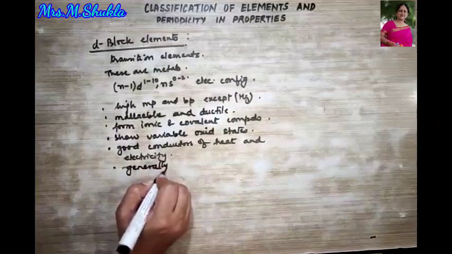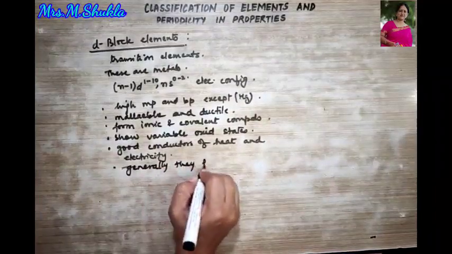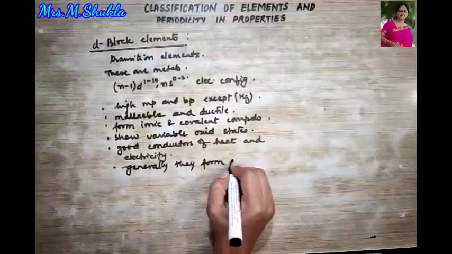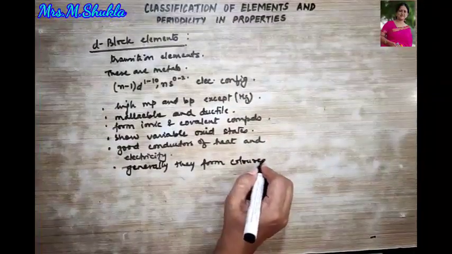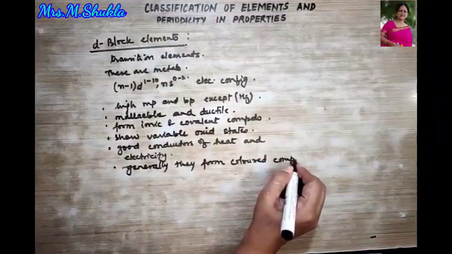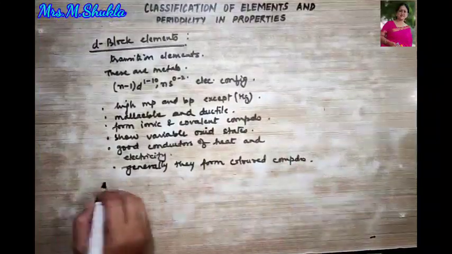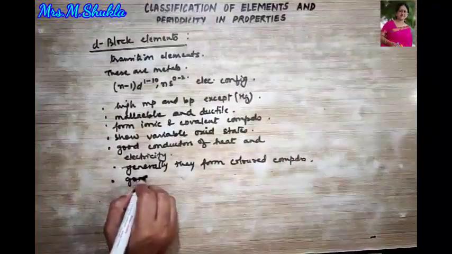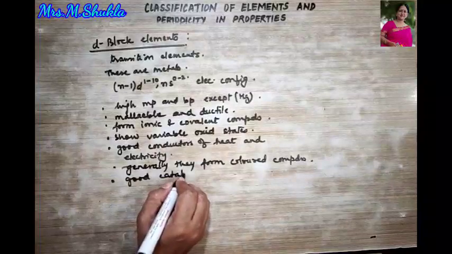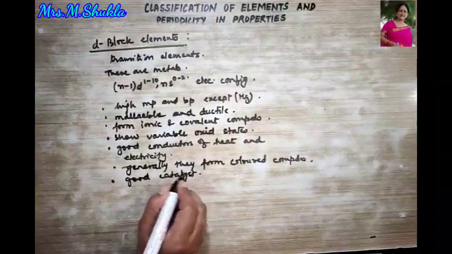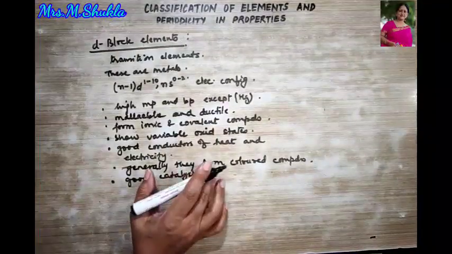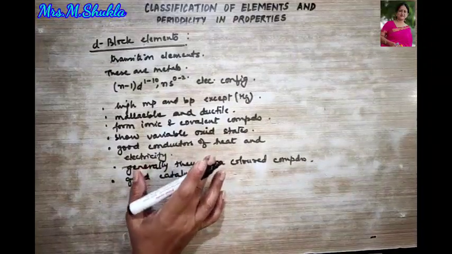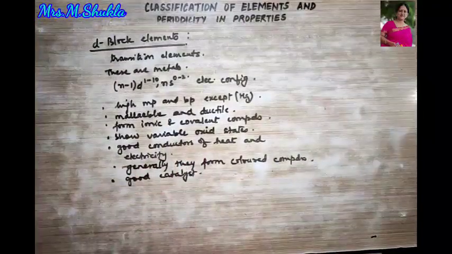Generally, they form colored compounds, and they are also good catalysts. If you remember, most of the catalysts are found in the D block. Is that clear? And what do we know about the ionization energy?